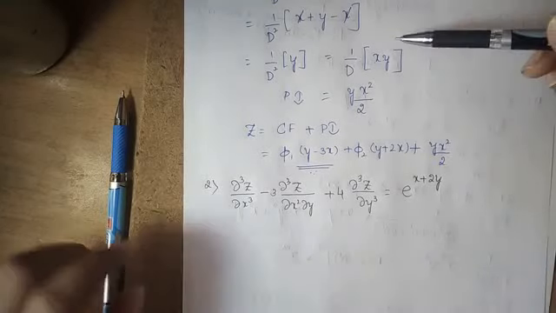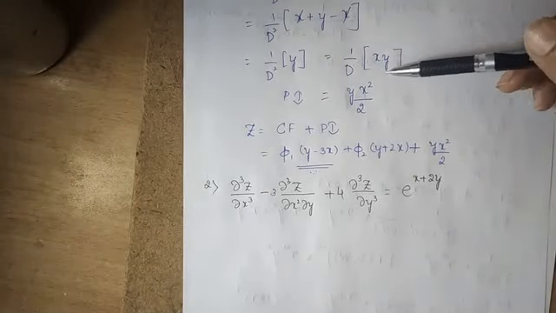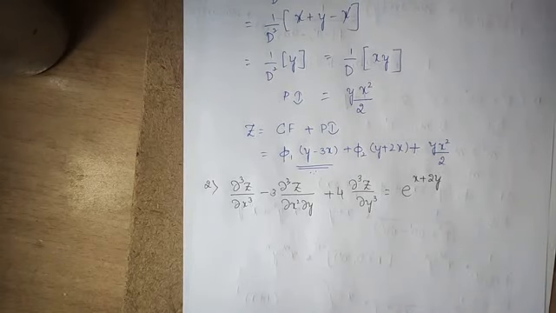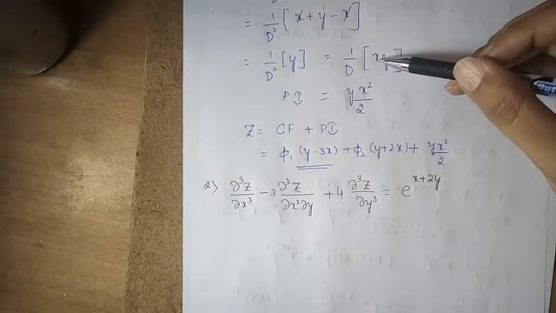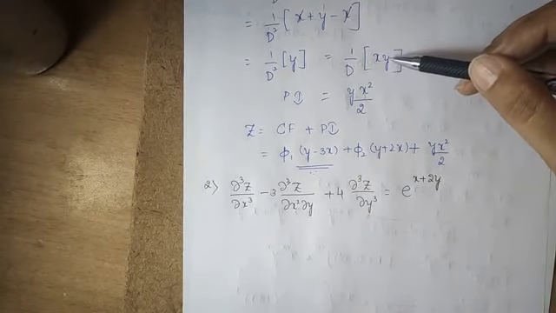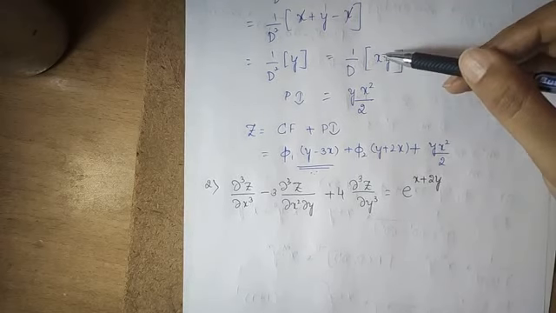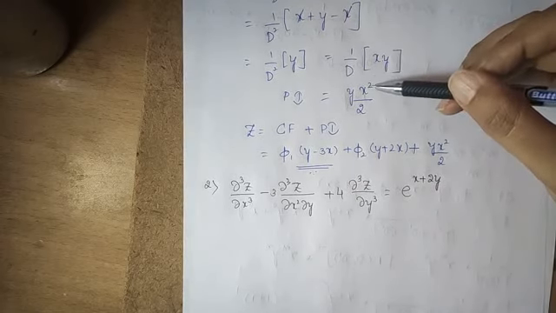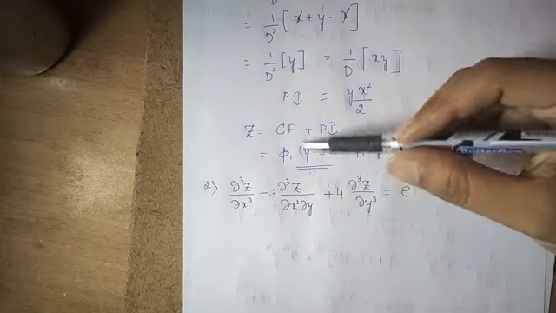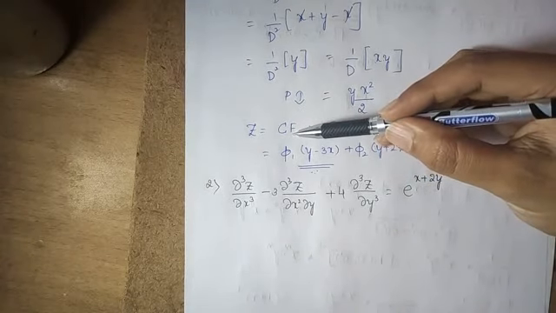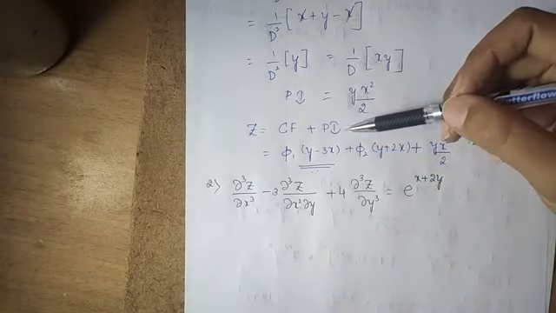So what I have got is 1 over D of x into y. So I have to integrate x with respect to y. So y as it is, the integration of x is x square by 2. Now the complete solution is nothing but complementary function plus particular integral.